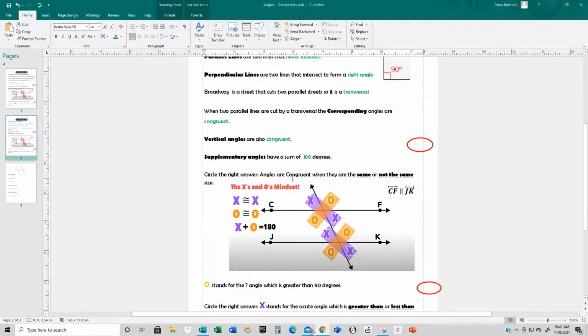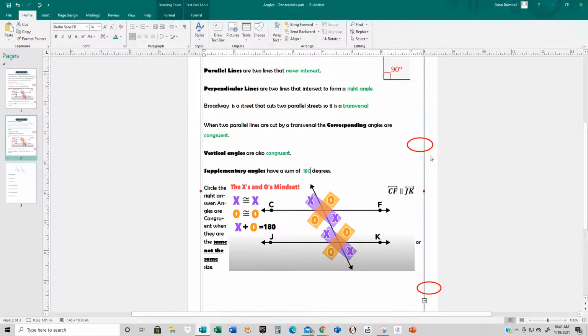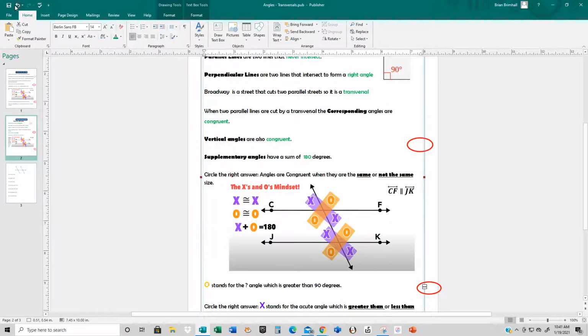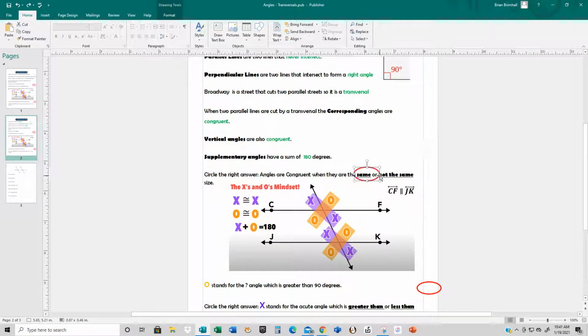Okay, and just to review congruent. The word congruent means they are the same. The angles are the same.